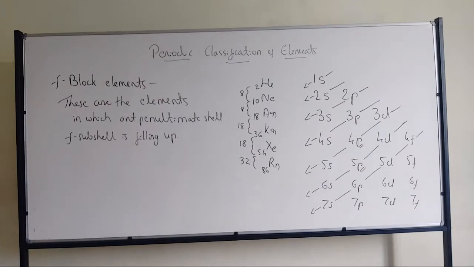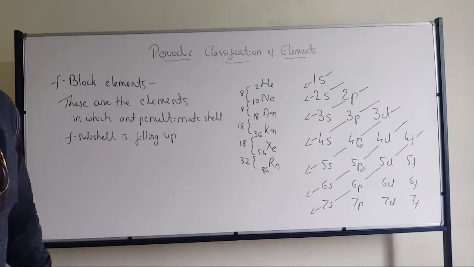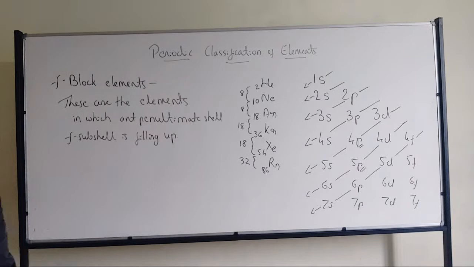You can simply write it as: D block elements are those where the D subshell is getting filled up. F block elements are those where the F subshell is getting filled up. That's fine. Okay? Yes, Rohan.